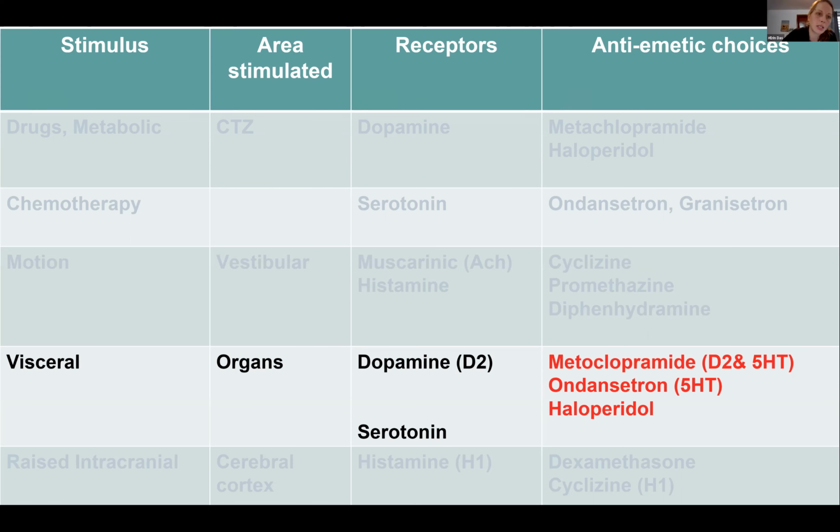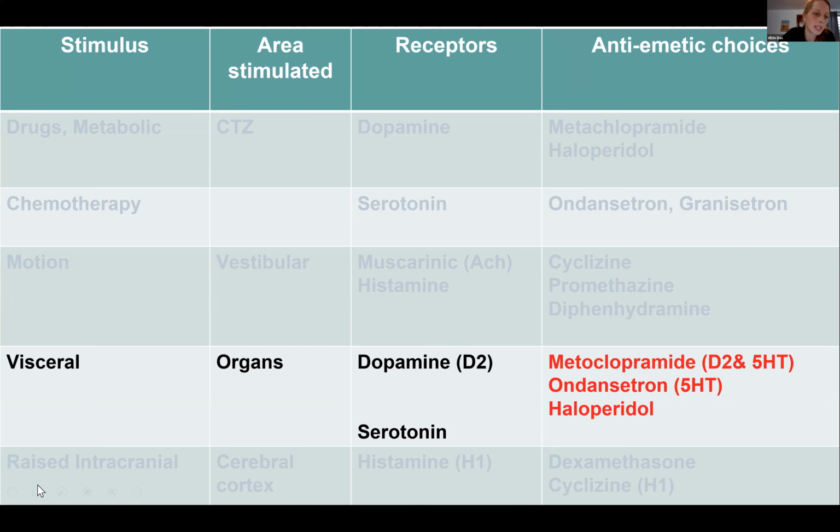The next one is the visceral. Where the viscera, or the organs, are being stimulated and causing the nausea, dopamine and serotonin tend to be the receptors for that. And we know specifically we can use metoclopramide, ondansetron, and haloperidol to target this type of nausea and vomiting.